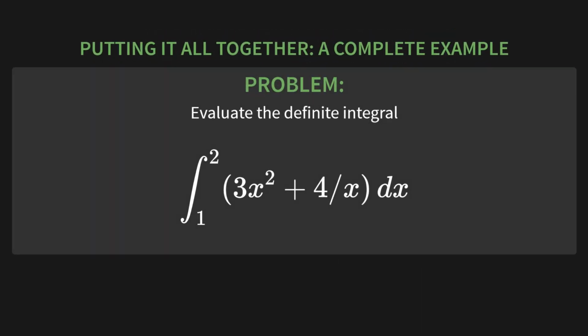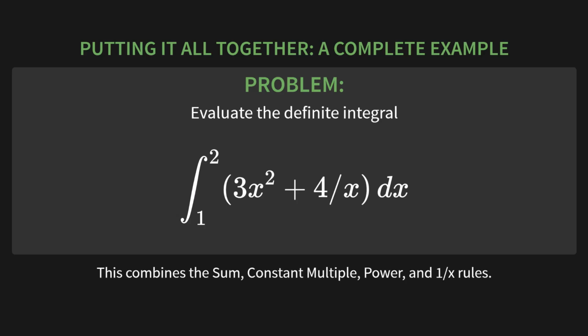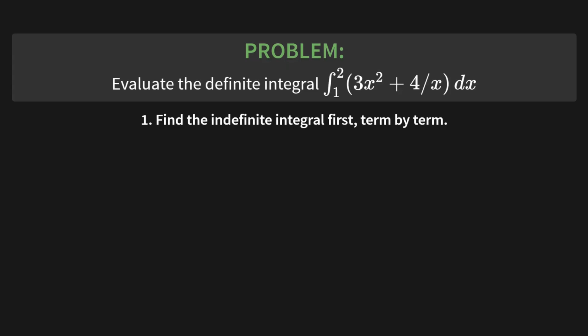Okay, time to put it all together. A complete example. Let's evaluate the definite integral from 1 to 2 of 3x squared plus 4 over x dx. This one combines the sum rule, the constant multiple rule, the power rule, and the 1 over x rule. Let's do this. First, let's find the indefinite integral, term by term.